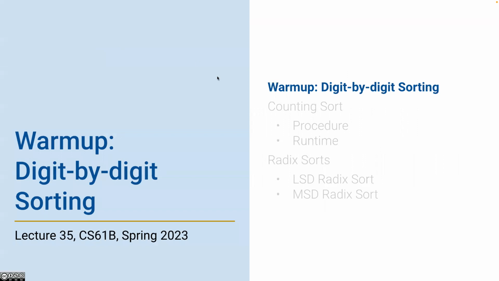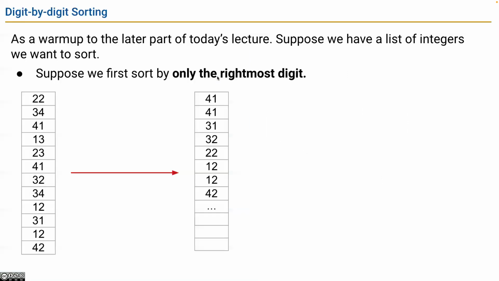I'm going to think of it as a warm up to the big idea later in lecture. So let's say we have a list of integers we want to sort. I just made these slides an hour and a half ago, so I hope there are not any bugs, but if there are, we'll fix them. Let's suppose that we first sort by only using the rightmost digit. The idea here is that you'll notice that the 1s are here, the 2s are here, and then some other numbers will be down there. We're sorting by the 1s digit, totally ignoring the upper digit.